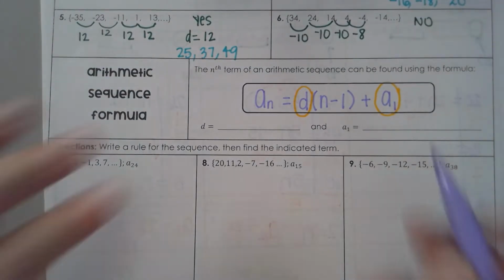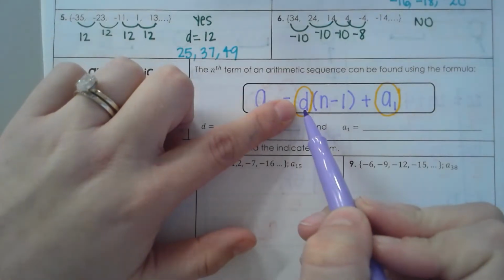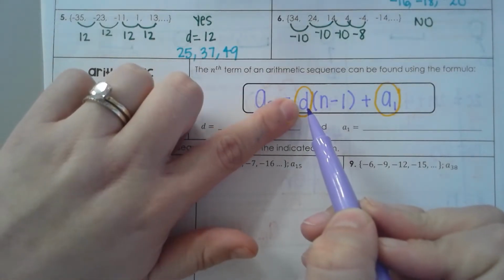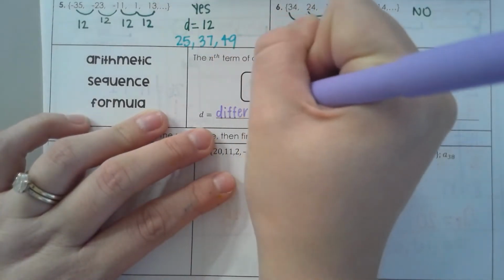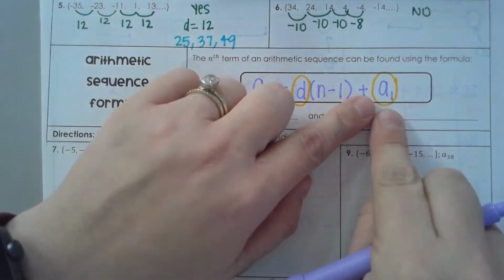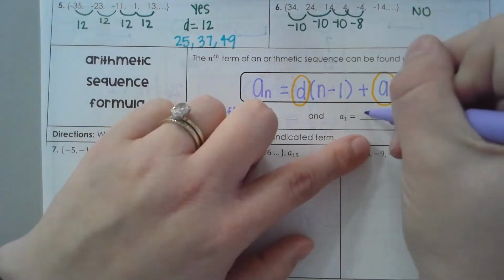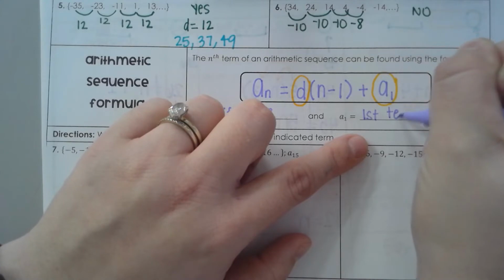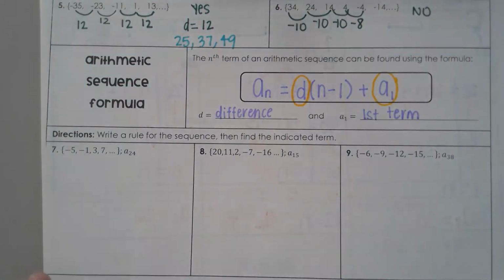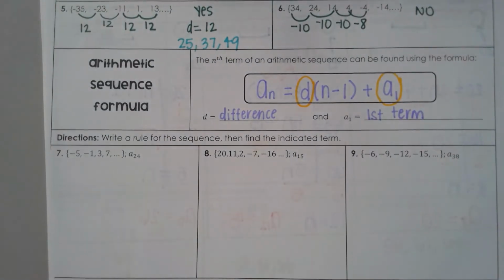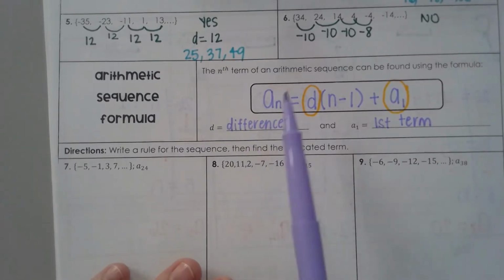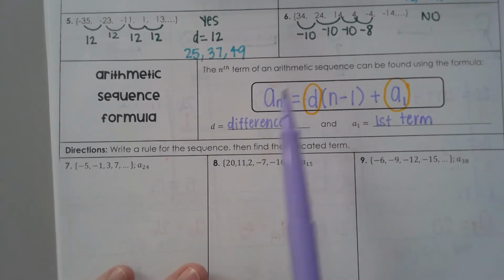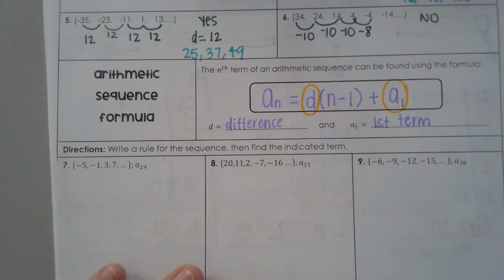What does this stand for? What do you think? The common difference. And what is this? First number in the sequence. The first term. Good. So if you can identify those 2 numbers, you've got your formula. And remember, AN just means any term. You know, if I want you to find A7, you're going to find the 7th term.